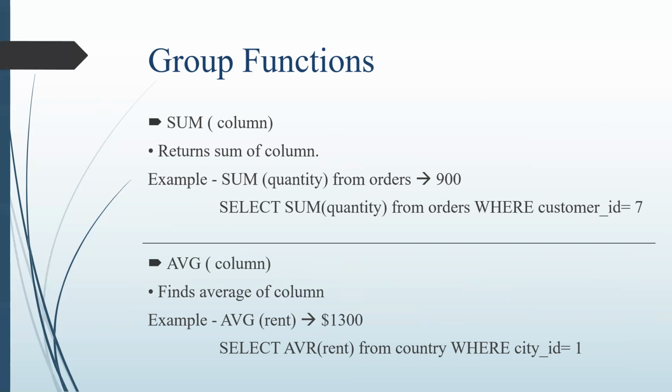Next is sum. Let's say you have a column in a table, let's say quantity, and you want to calculate the sum of the quantity for all those orders. So you can use the sum function. You can see select sum of quantity from orders where the customer ID is equal to 7. Next is average. If you want to find the average of a particular column in a table, you use the average function. Here we are using average on the column rent from country, where we are passing the city ID equal to 1. It will give us the average value of the rent in that particular country.